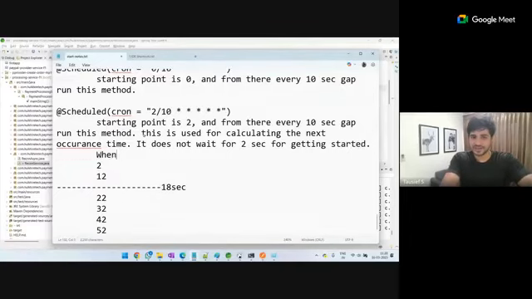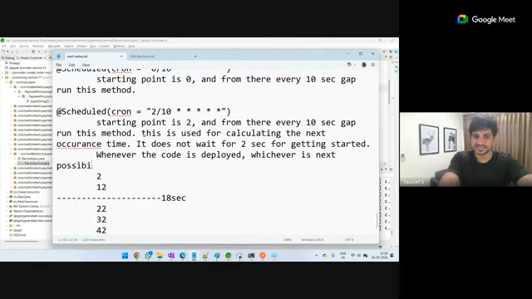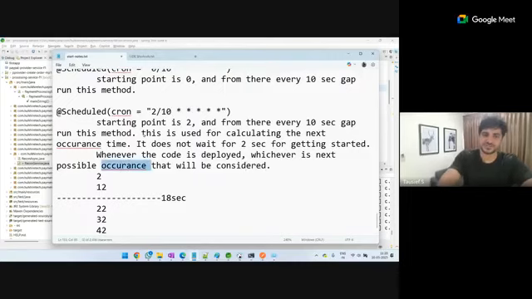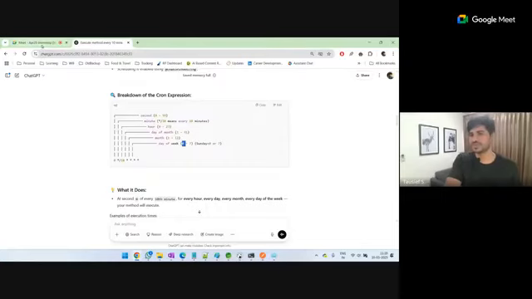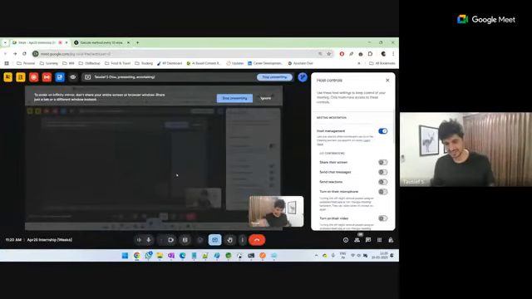Whenever the code is deployed, whichever is the next possible occurrence will be considered. Okay, that's what it is. I think we have practically demonstrated this, and these are good initial points to get the concept of scheduling. Guys, are we clear with this?